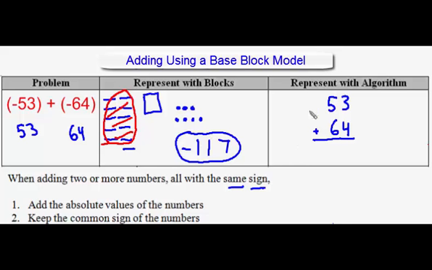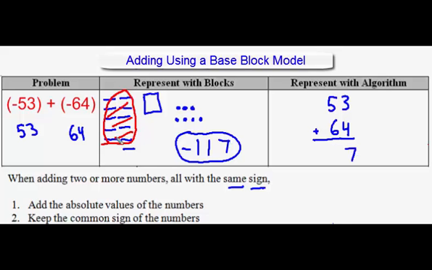I'm going to now represent the addition using an algorithm, meaning the addition of 53 and 64. I'm going to start in the ones place, adding the 4 and the 3, like we added the 4 units here and the 3 units here. When we added them together, we ended up with 7.